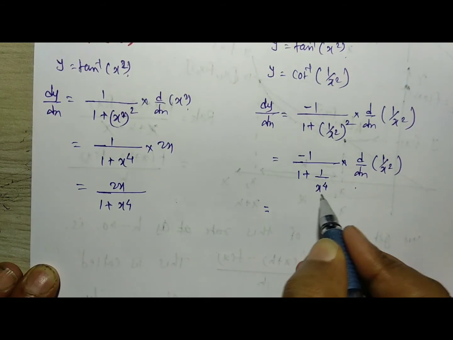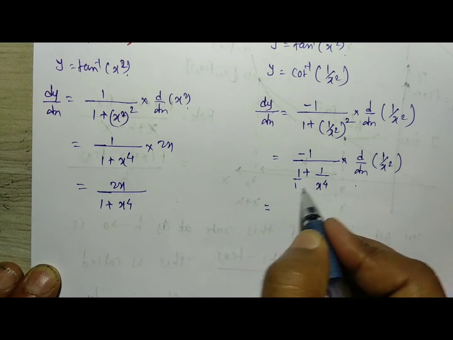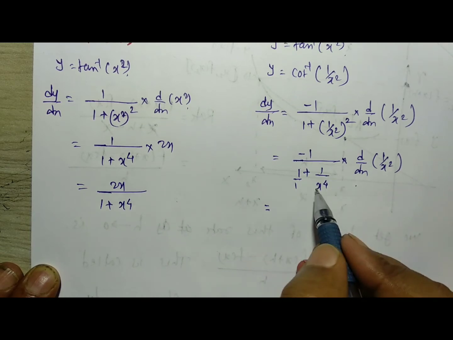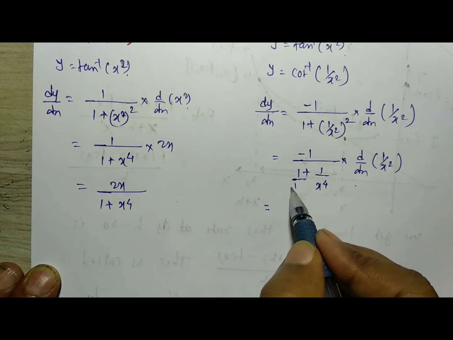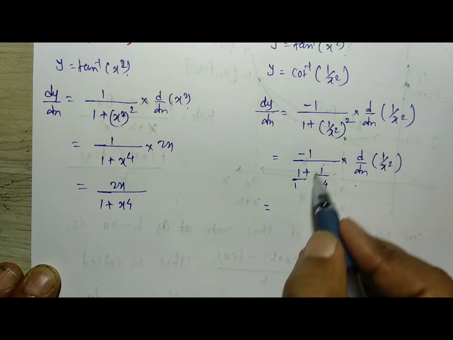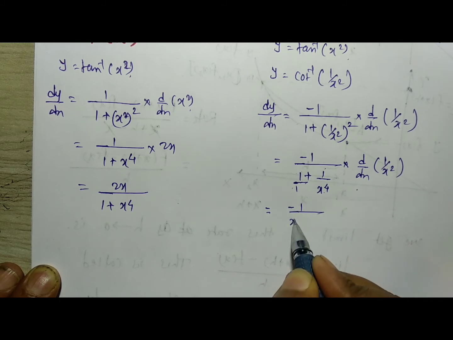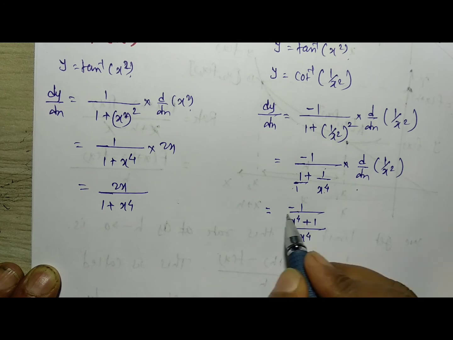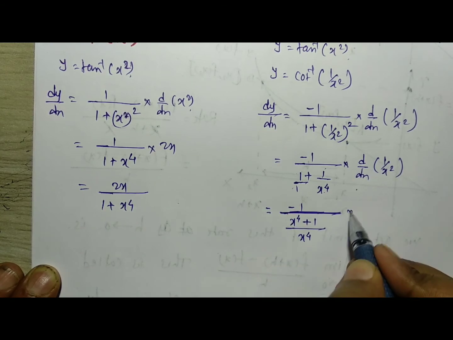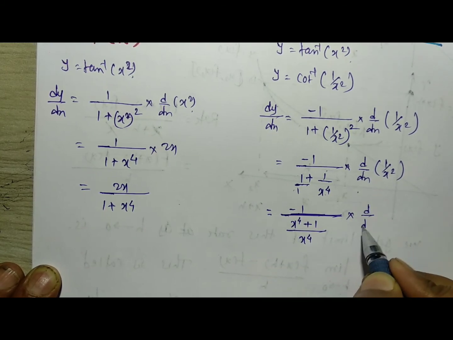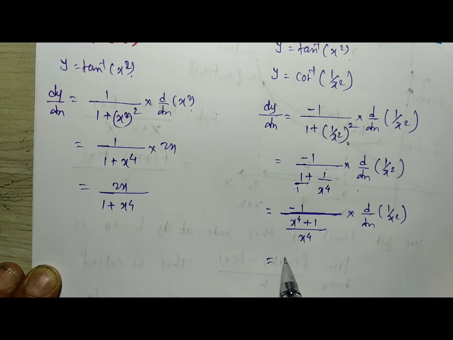Then simplify this by making the denominator the same, using cross multiplication, and you will get minus 1 divided by x raised to 4 plus 1 divided by x raised to 4, into d dx of 1 divided by x square. Now this x raised to 4 is taken: x raised to 4 divided by x raised to 4 plus 1.